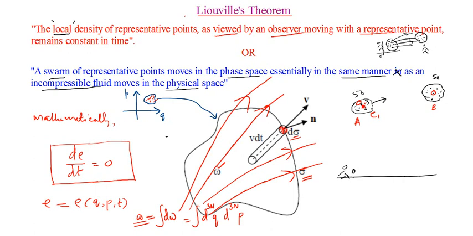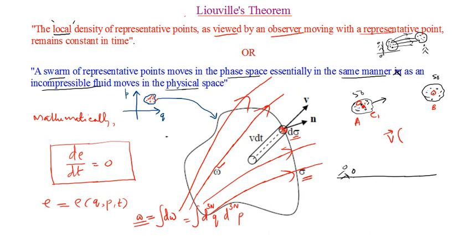Now how these representative points will move in the phase space, or the flow of representative points through the phase space, is decided by the velocity vector. The velocity vector defines, in any flow, the rate of change of the flow and also the direction of flow. In the case of phase space, the velocity vector is a 6n-dimensional vector. So what will be the coordinates of the velocity vector?